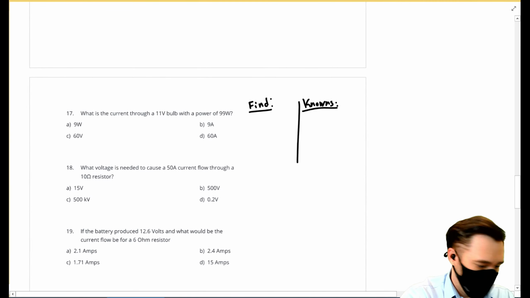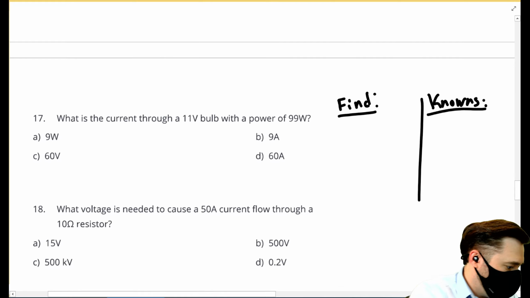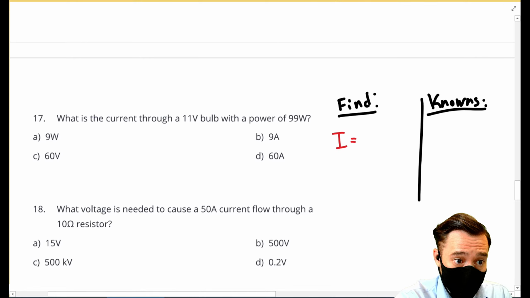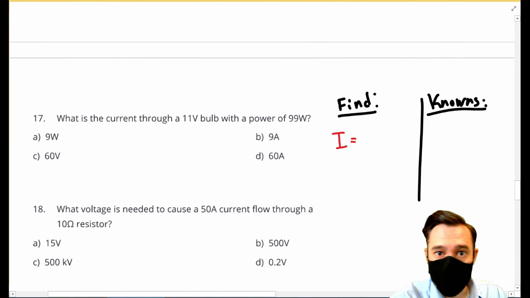All right, so only 4 more. We can get this done. All right, what is the current? So we're looking for I. Well, looks like I might have failed you. Well, I might make it a homework assignment. How about that?